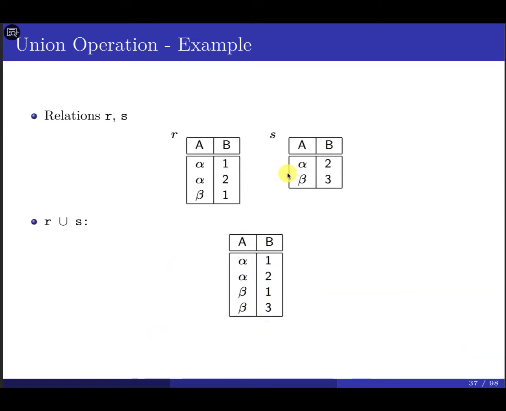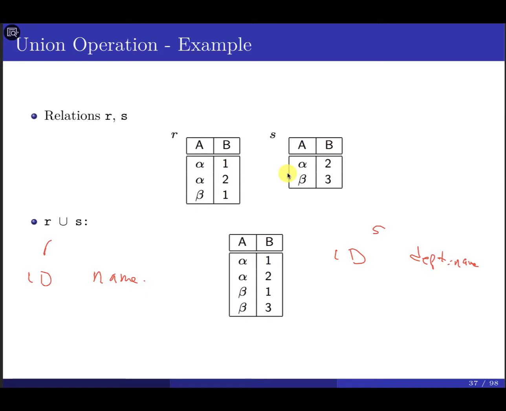Assume that the relation R is going to be the ID and the name, and the relation S is going to be the ID and, let's say, the department name.